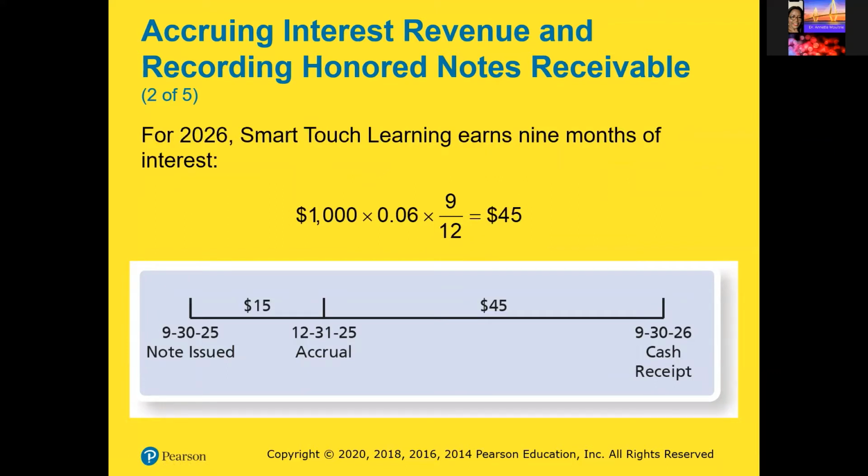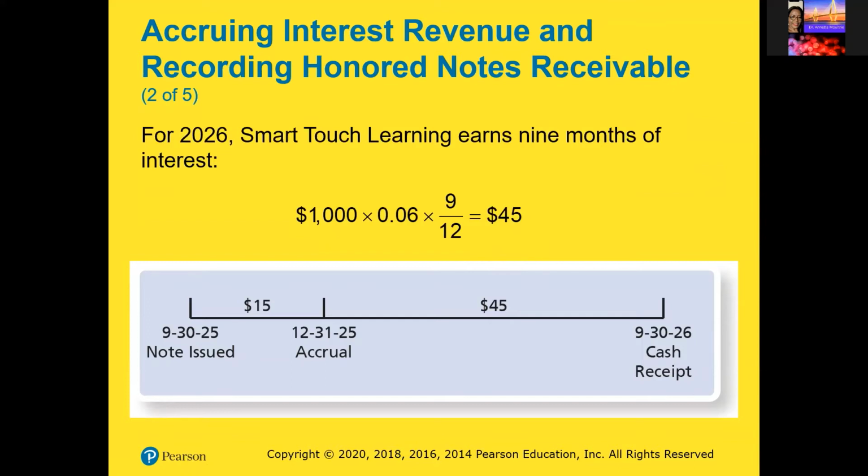For 2026, Smart Touch Learning earns 9 months of interest. So how much interest revenue does Smart Touch Learning earn in 2026? That's from January through September. Smart Touch Learning earns 9 months of interest. That's the $1,000 times the 6% times 9 over 12, which is $45.